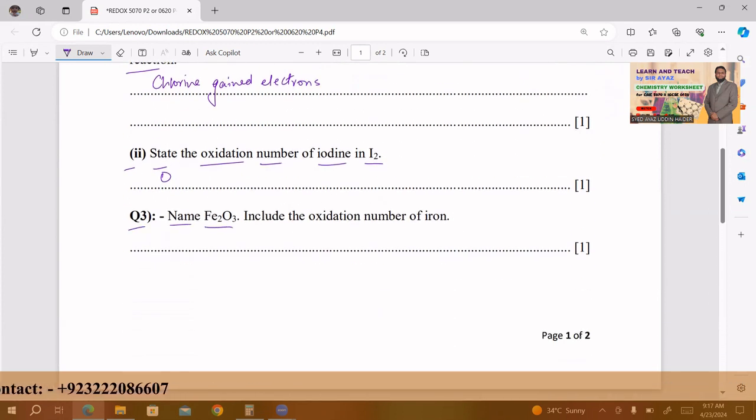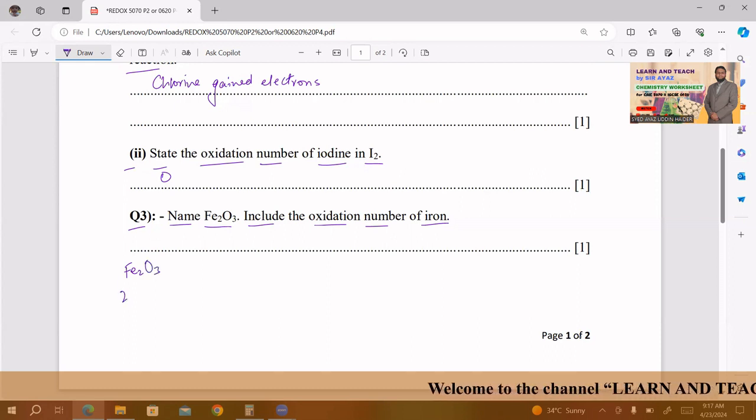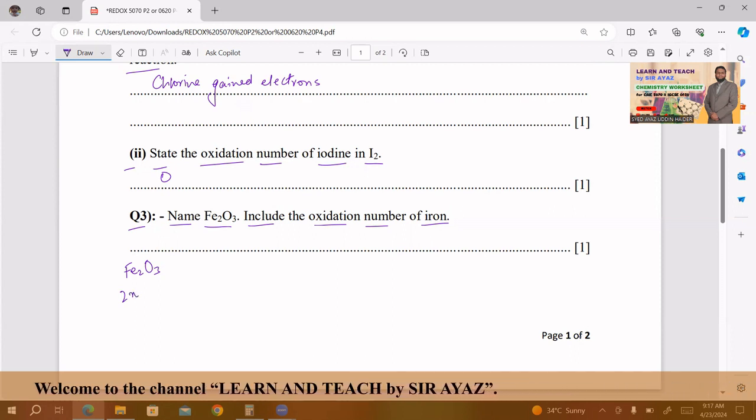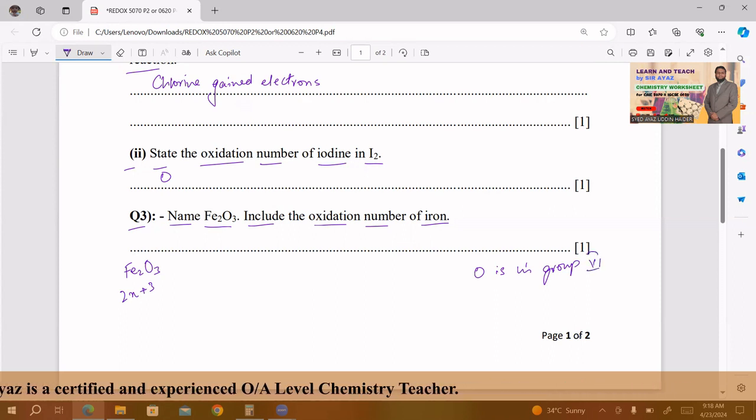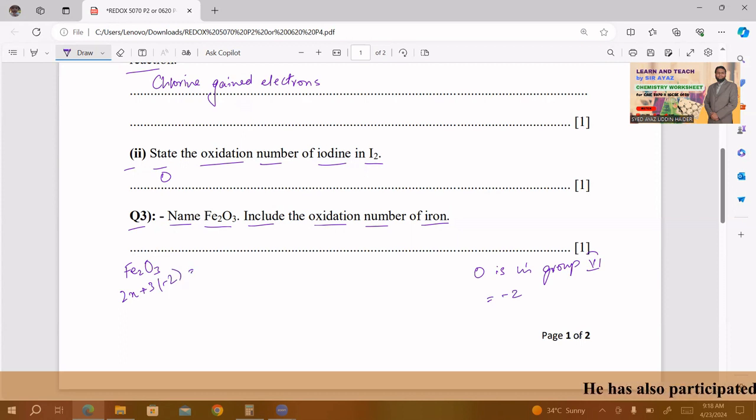Question number 3, name Fe2O3, include the oxidation number of iron. Now I don't know the oxidation number of iron in this case. Here's Fe2O3. We have 2 atoms of Fe, so I will write 2x here. What about oxygen? We have 3 atoms of oxygen. Oxygen is in group 6. That is, it's carrying -2 charge. So I will write -2 in the bracket. There isn't any charge as a whole on the compound, so I'll write 0 here.